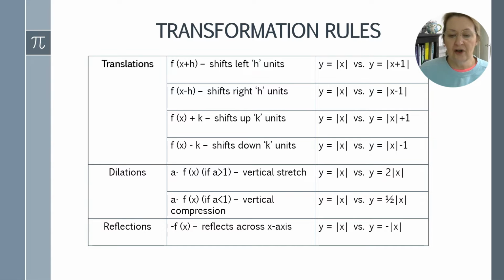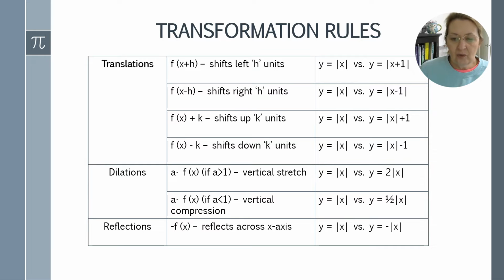Now, if you look at these third and fourth examples, the plus 1 and the minus 1 are on the outside of the absolute value. That's a k, and that shifts up if it's a plus and down if it's a minus. All right, on your dilations, this is whether it gets skinnier or fatter.